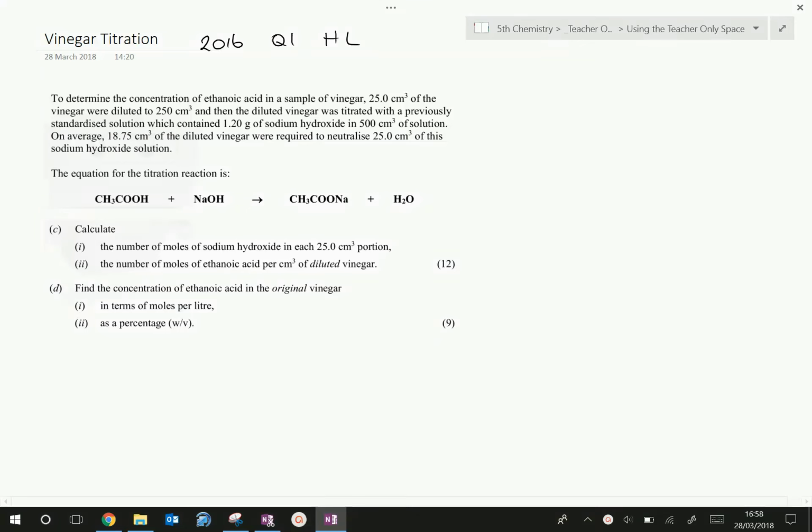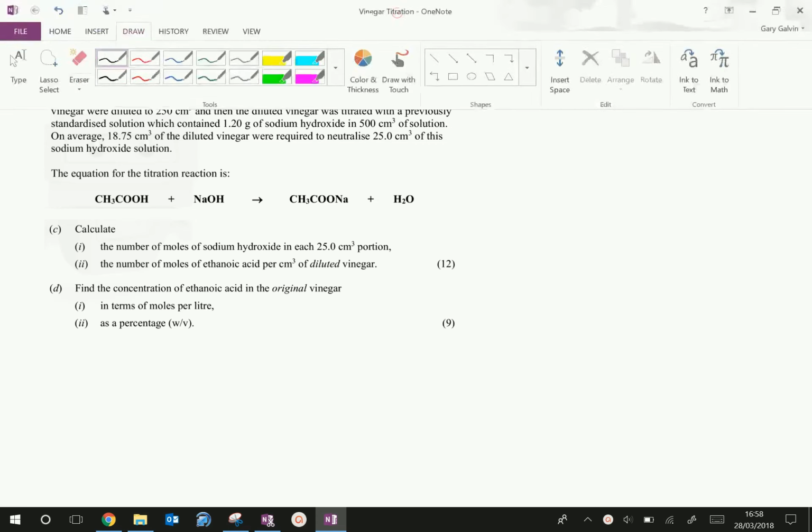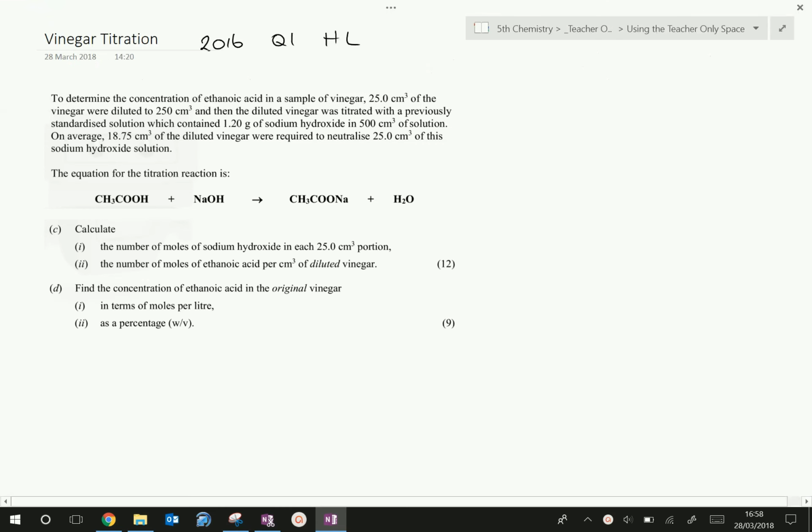In 2016's higher level paper, question 1, we were given a question on the vinegar titration. So again, to begin this one, what we're going to do is identify which numbers in our information belong to which chemical. To determine the concentration of ethanoic acid in a sample of vinegar, 25 ml of the vinegar was diluted to 250 ml.